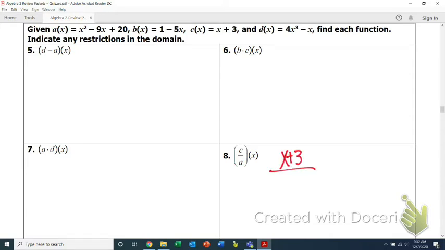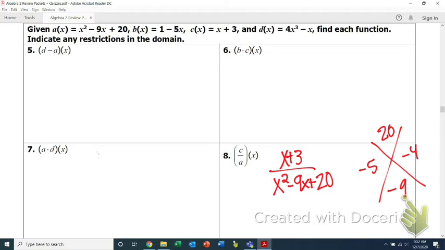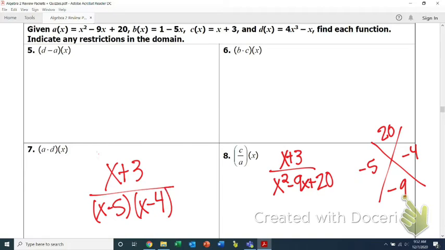x plus 3 over x squared minus 9x plus 20. All right, all we can do here is simplify that denominator. A negative 9 and a 20 would be a negative 5 and a negative 4. So we've got x plus 3 over x minus 5 and x minus 4. Do you have anything you can cross out? No, so we can just leave it as this.